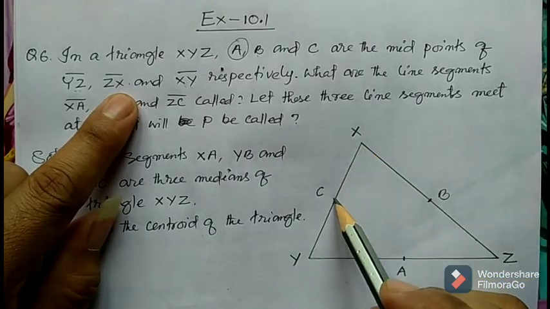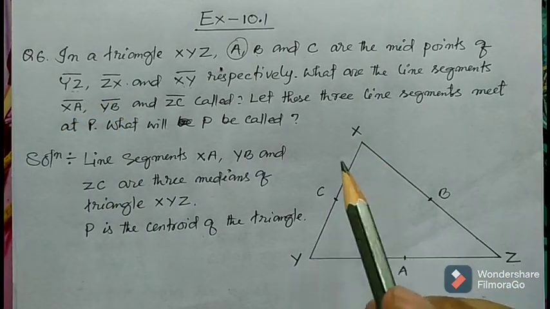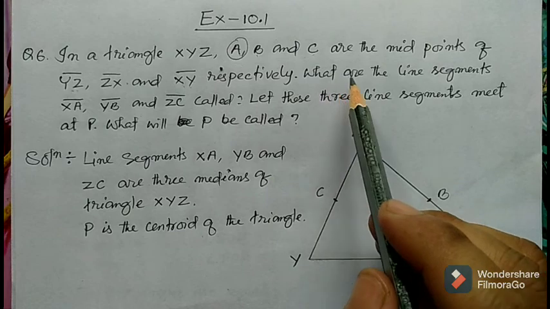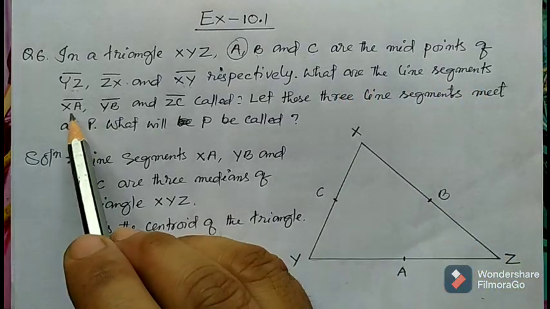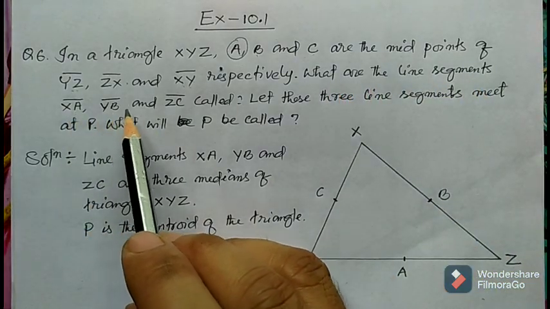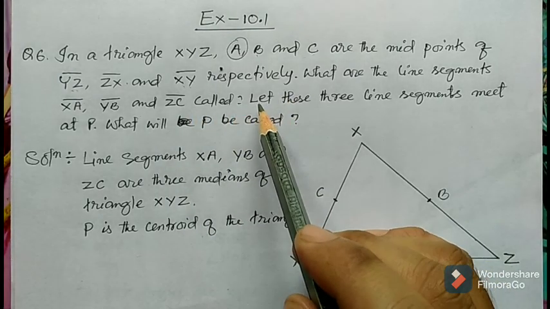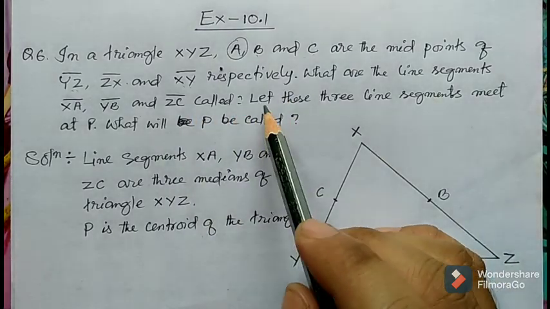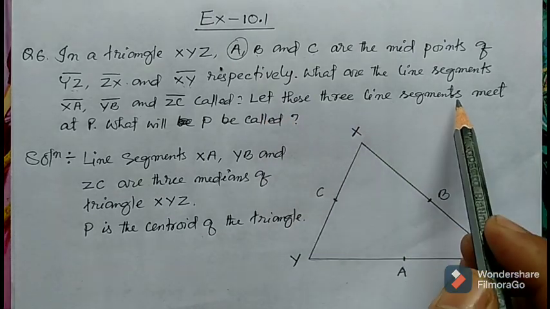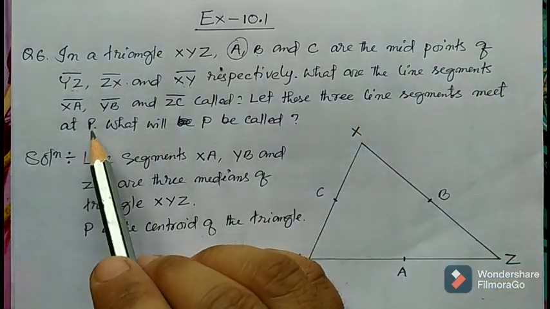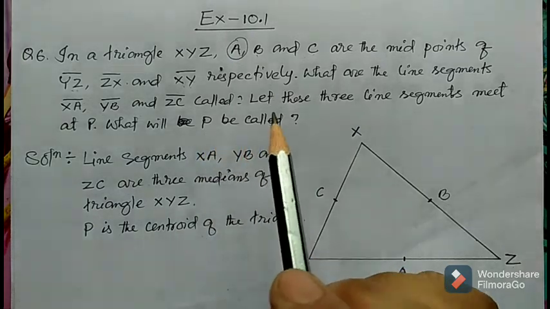For XY, the middle point is C. Then let's continue reading the question. What are the line segments XA, YB, and ZC called? That's the first question. And the second part of the same question is, let these three line segments meet at P. What will P be called?